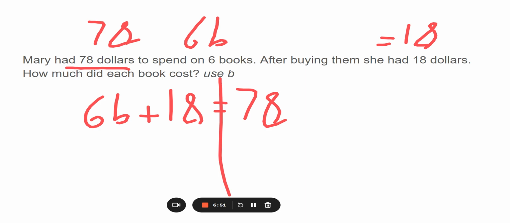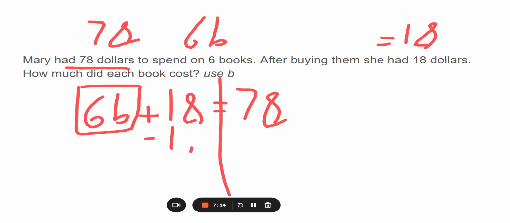And again, there's a handful of different ways that you can set it up in order to solve it, especially if it's adding, because the additive property means it doesn't matter what order they're in. It's always going to equal the same thing. All right, but let's go ahead and solve this. So 6 books times how much each book costs plus the $18 equals the $78 she started out with.